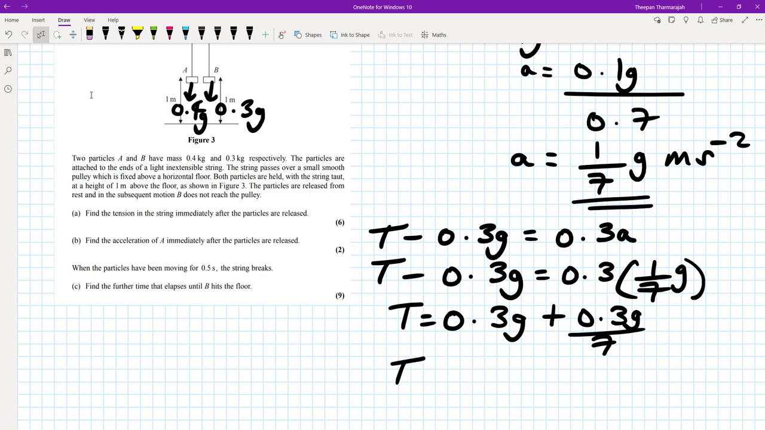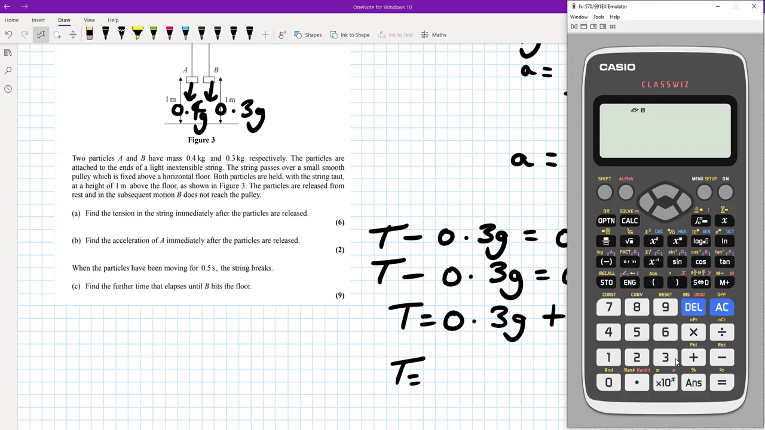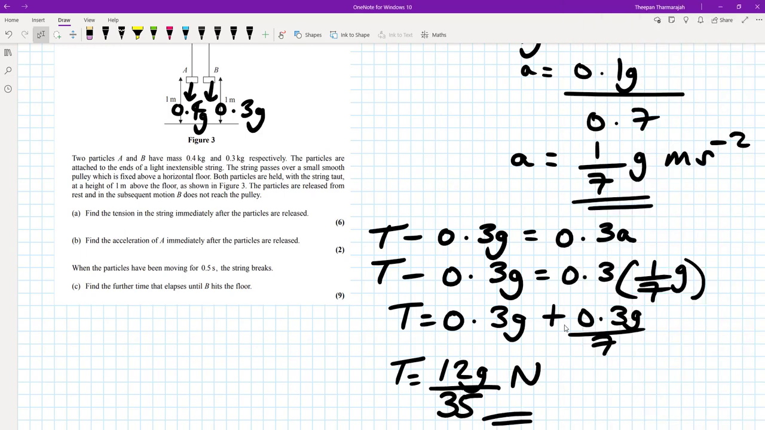So I'm going to leave my answer in terms of g. So I'm just going to do the following on my calculator: 0.3 plus 0.3 over 7, plus equals.